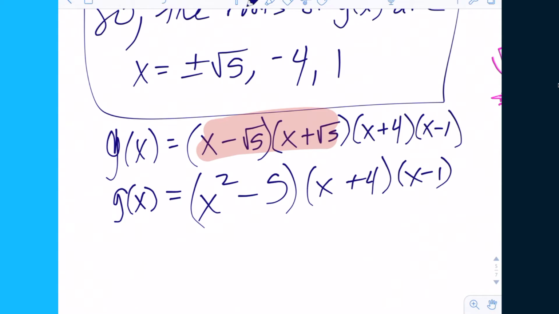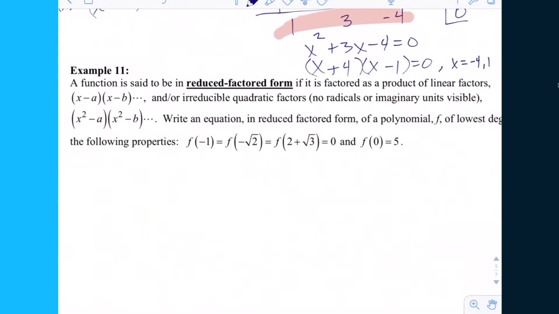So let's jump down here and just state that. A function is said to be in reduced factored form if basically it's in linear factors except for the ones that have radicals or imaginaries or irreducible quadratics, like x squared plus 5. That'd be an irreducible quadratic. And you'll see later on that that's going to come from imaginary solutions.